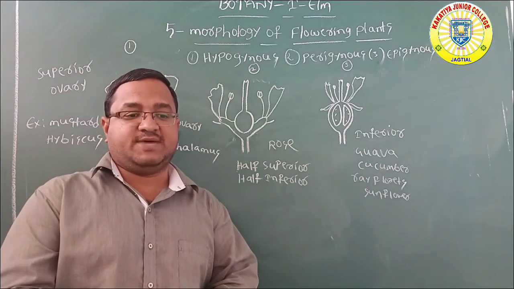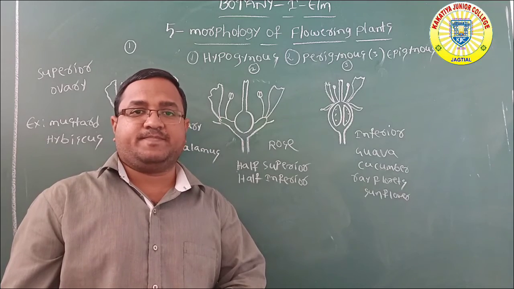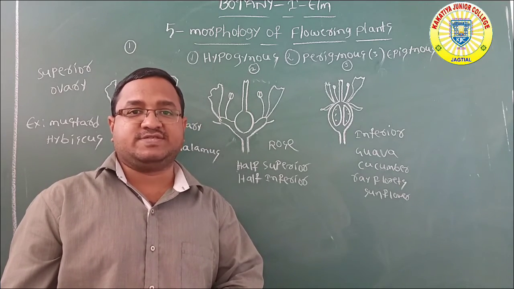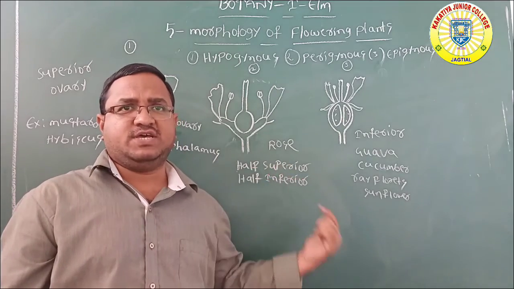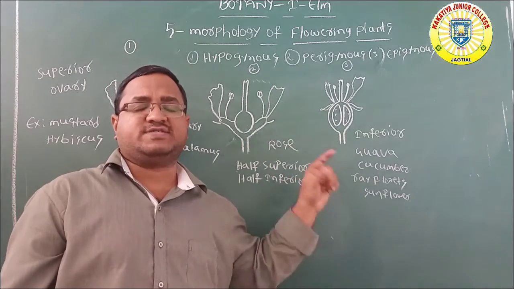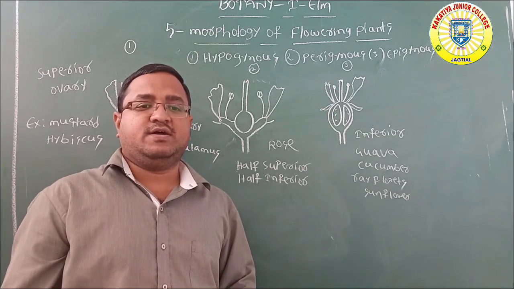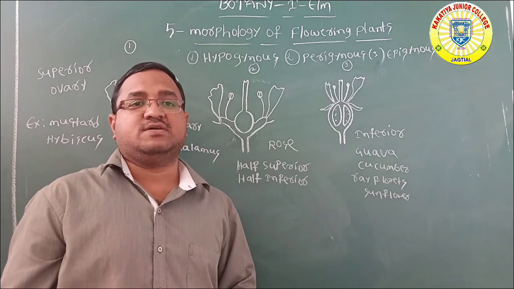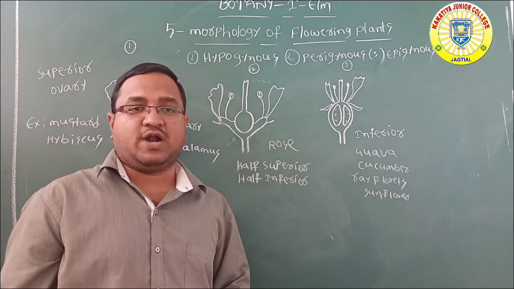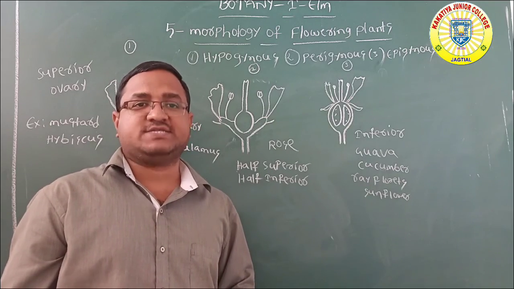So in today's class we discussed information about the flower based on symmetry, how flowers are classified, and based on the position of the ovary, how flowers are classified. So far we discussed in this class. Okay. In the next class we are going to discuss detailed information of floral parts. About calyx, corolla, androecium, gynoecium we will discuss in tomorrow's class. Thank you, children.